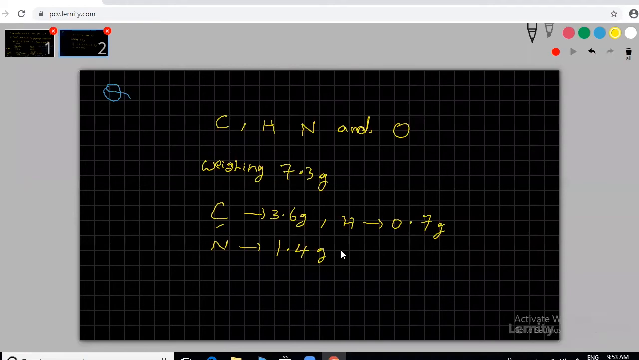Oxygen you will get by adding carbon, hydrogen, nitrogen and subtracting the total from 7.3. That is the oxygen value. Are you getting my point? Add the carbon, hydrogen, nitrogen total value, then subtract it from 7.3. So the total mass should be the same. That is what you need to do. In the examination, direct questions like this are given. Yes, very good. Oxygen is 1.6 grams.